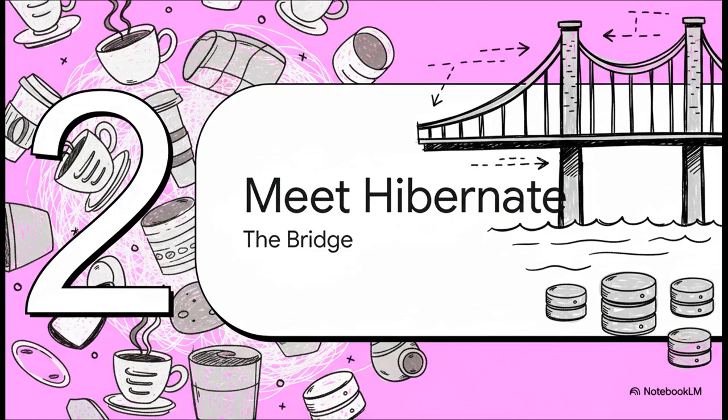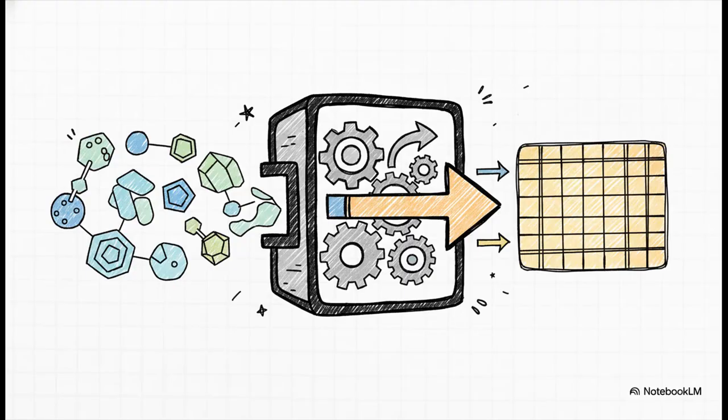You build a bridge. Or even better, you use an amazing one that's already been built and perfected over years. And that's exactly where Hibernate comes in. It's what we call an object-relational mapping, or ORM tool. And its entire reason for existing is to be that powerful, automated translator that handles all the messy conversion work so you don't have to.